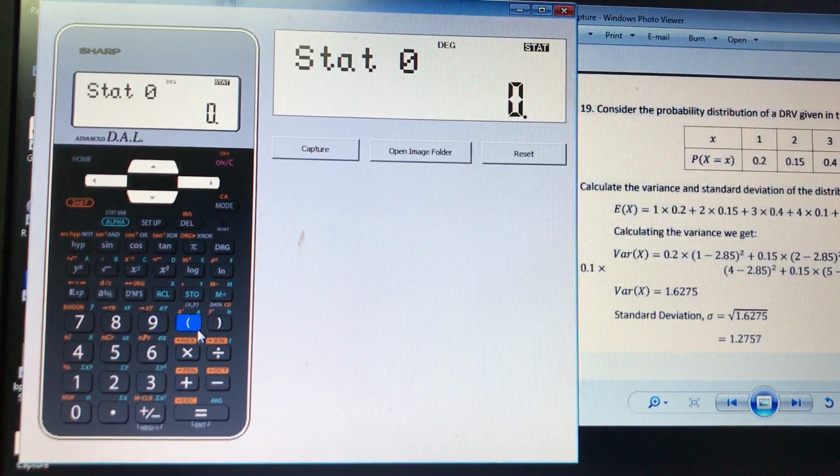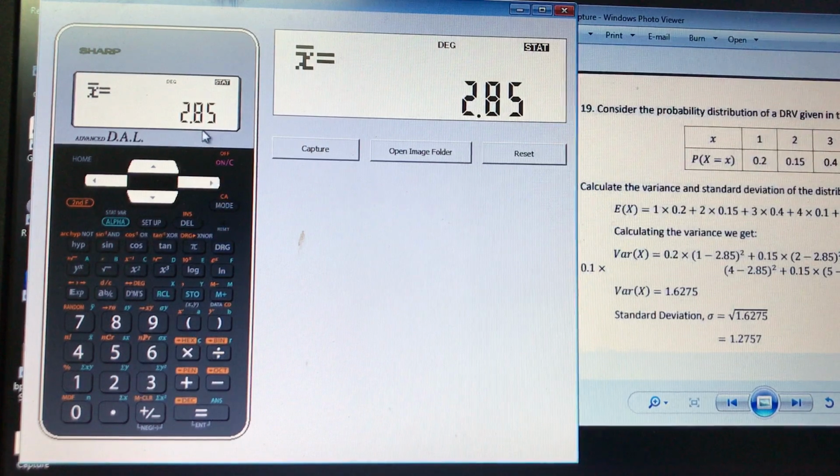So again, remembering that the expected value is just the mean. So the mean, if we look above 4 in green, you can see x bar. So if I go Alpha x bar equals 2.85, and there's our expected value of 2.85.